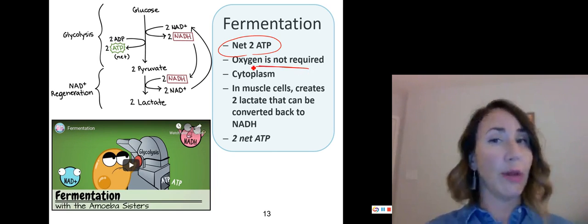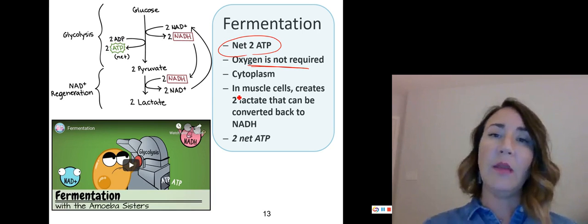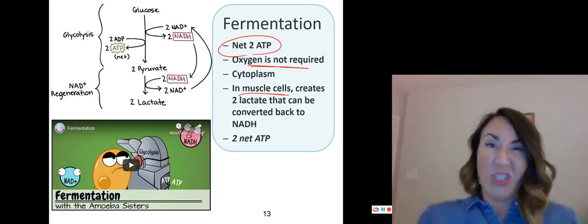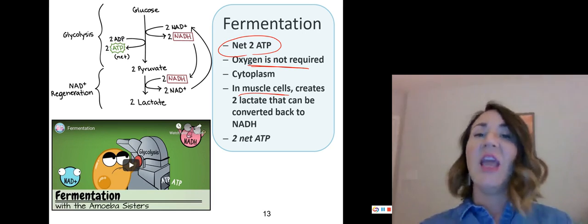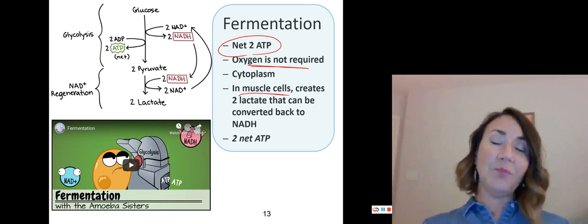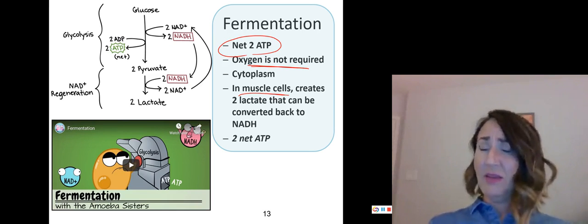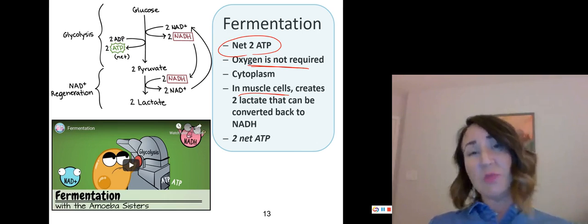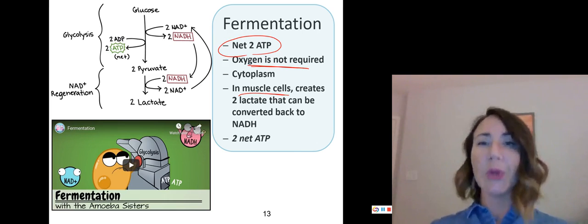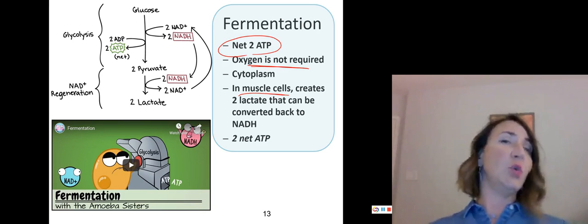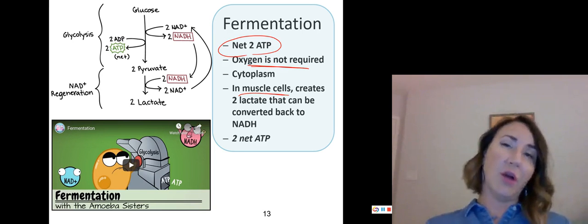Oxygen is not required. And then in the case of muscle cells, which is really what my interest lies in, it's going to create 2 lactate. And so when we go to the gym and we have this buildup of lactate, the lactate could lead to muscle soreness, and so you want to work that out. Part of it is you work to an extreme point where you don't have enough oxygen.